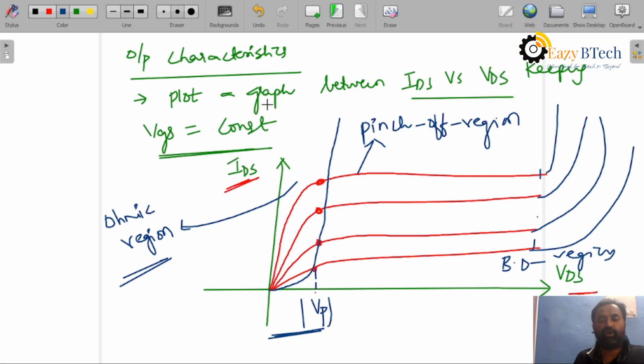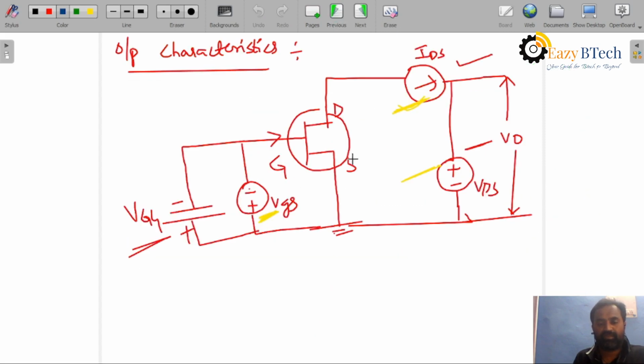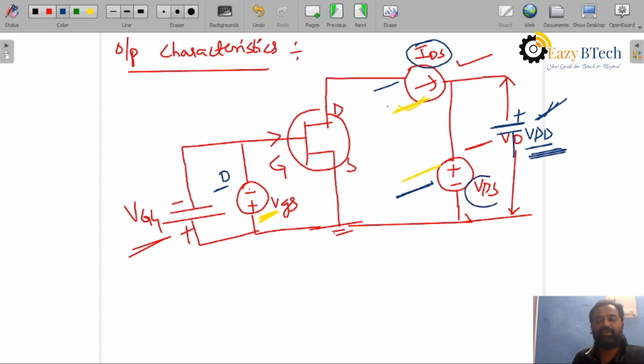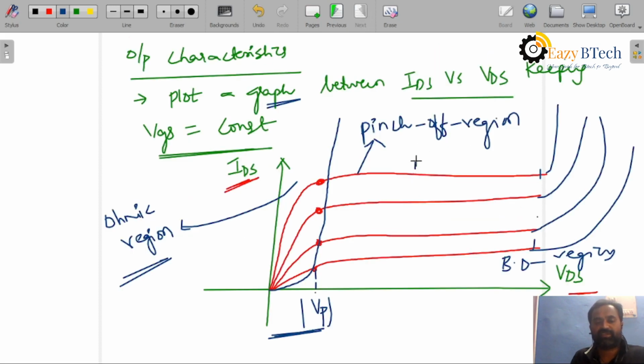Plot a graph between IDS versus VDS. Now keep VGS at 0. Now change VDD. By changing VDD, note down the readings of IDS and VDS. Is it clear? Now you will get one value, and this is the first graph you will get.